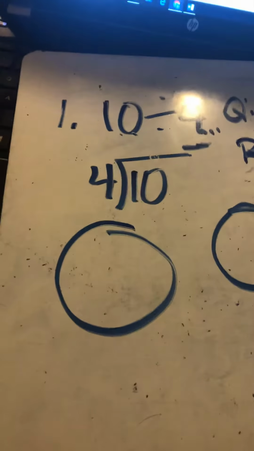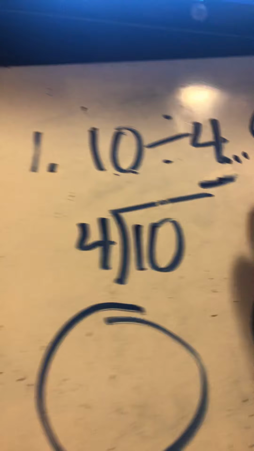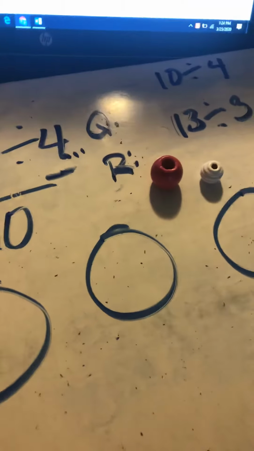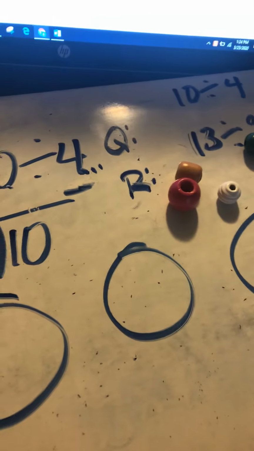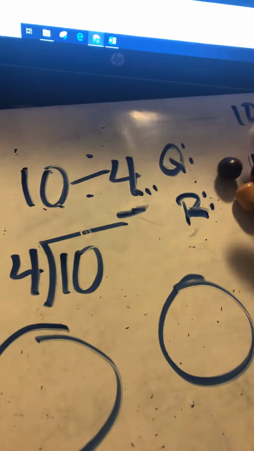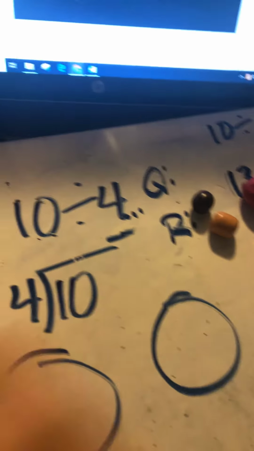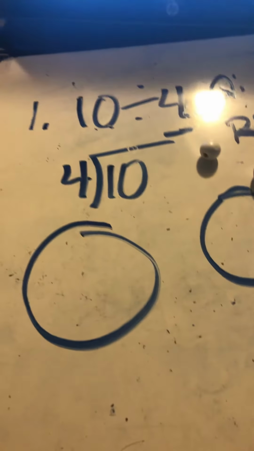Okay, you can put it on a board. This is probably going to go on your paper though. So if you want to write it on a whiteboard, if you have a whiteboard at home, that's fine. Then what you're going to do is you're going to take out 10 pieces of whatever you used as manipulative. So I'm going to count those out. 1, 2, 3, 4, 5, 6, 7, 8, 9, 10.